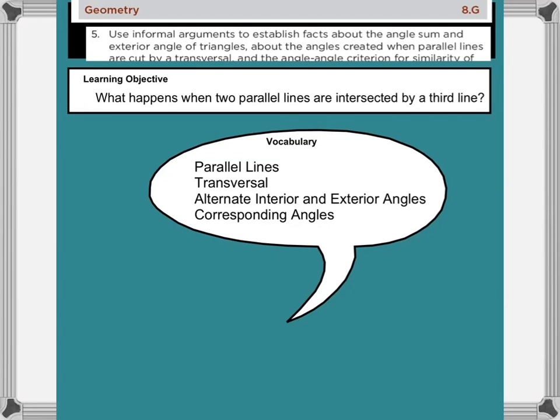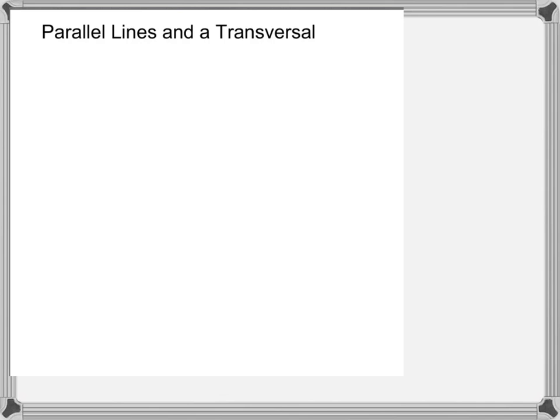Okay, today we're going to finish the Common Core State Standard 8G5, and we're supposed to use informal arguments to establish facts about the angles created when parallel lines are cut by a transversal. Okay, so our question is, what happens when two parallel lines are intersected by a third line? We have this vocabulary here: parallel lines, transversal, alternate interior and exterior angles, and corresponding angles.